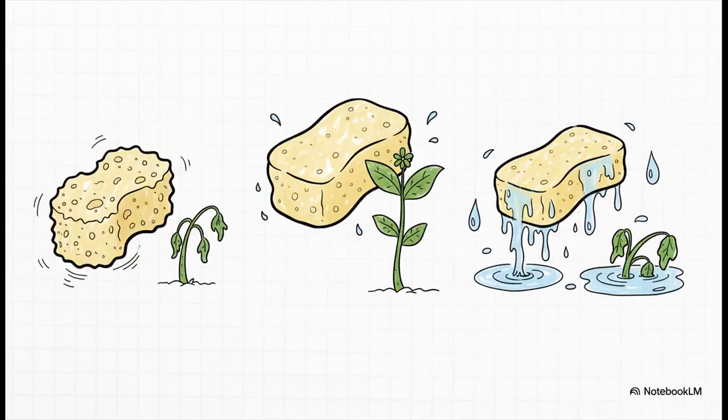The sponge analogy is just perfect for this. If the soil is bone dry, like a crusty old sponge, there's obviously nothing for the plant to drink. But if it's completely soaked and waterlogged, it creates a brand new issue, which we'll get to in just a sec. Plants are happiest in that just right Goldilocks zone of moisture.